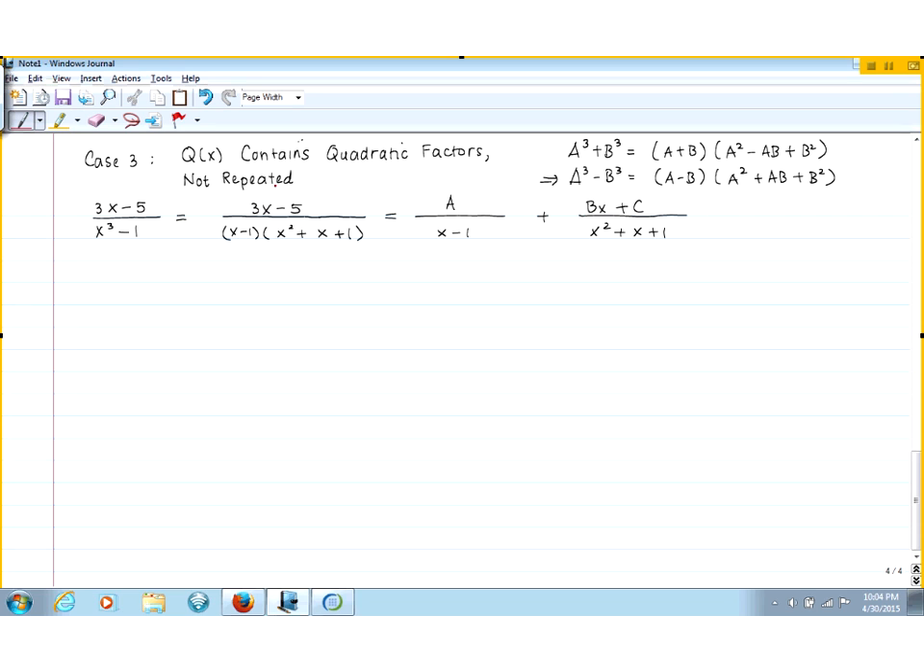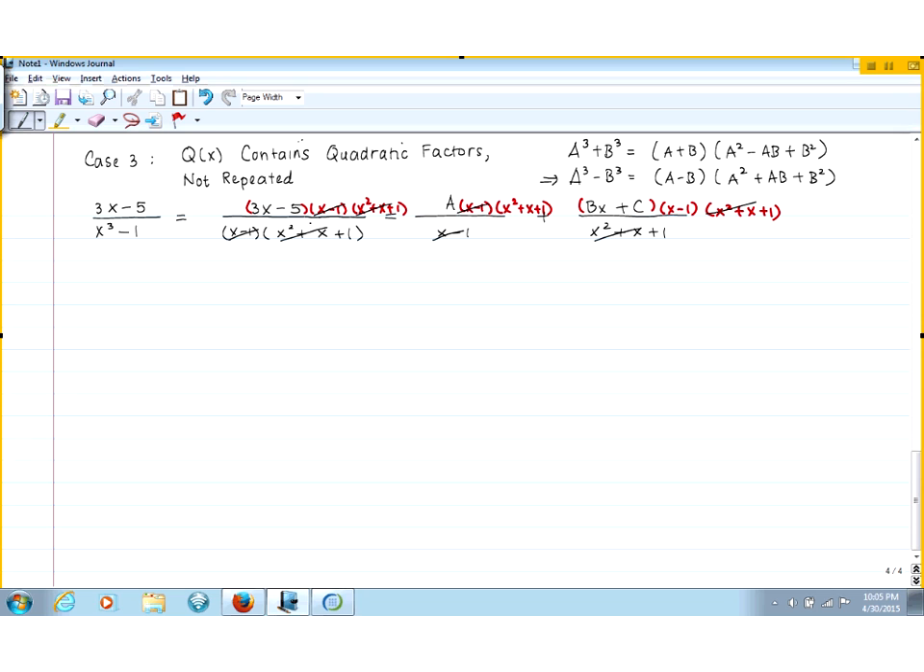Now what we want to do is clear the fractions. So we will multiply with the LCD. The LCD is just this one, x minus 1 times x squared plus x plus 1. Here, same thing, x minus 1 times x squared plus x plus 1. And here, the same thing. Okay, so cancel common terms. Here, x minus 1 cancels, and here, x squared plus x plus 1 cancels.